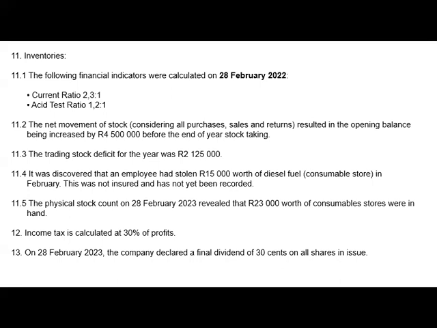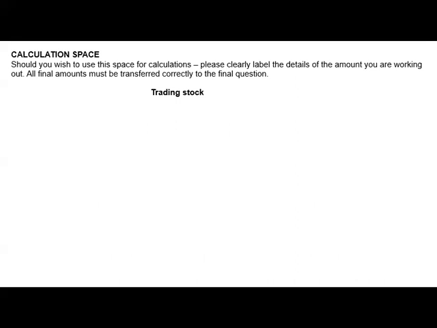Oh, it's because they want us to calculate trading stock. Of the two ratios, asset test ratio and current ratio, which one has trading stock? It is the asset test ratio. And what is the formula for calculating asset test ratio? Current assets minus inventory is to current liabilities. That is correct. Do we have current assets for this year?